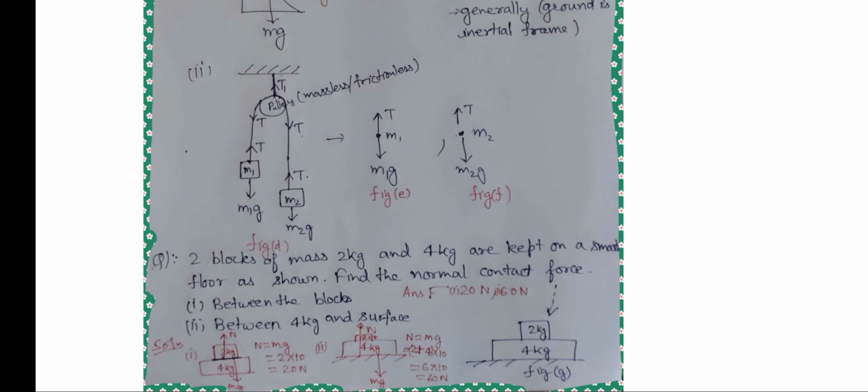And we know it is the upward force. So how much weight is kept? 2 and 4, 2 plus 4, so we take 6 into 10, which is 60 Newton. This is how we can find how much normal contact force is applied. This is the basic concept of our FBD diagram. Now we will go to the next one for more FBD.